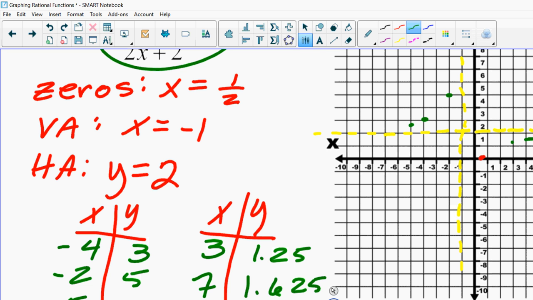Now connect them. It's going to look like this. Now listen, for our purposes right now, you're not going to cross a vertical or a horizontal asymptote. If you do, you got a mistake. You can go to your calculator, graph, and make sure that your picture is correct.